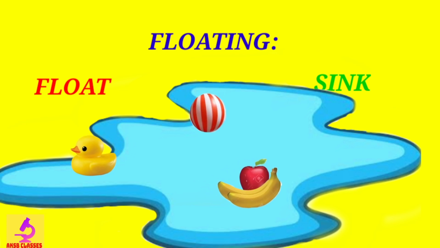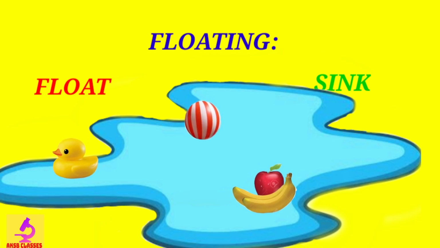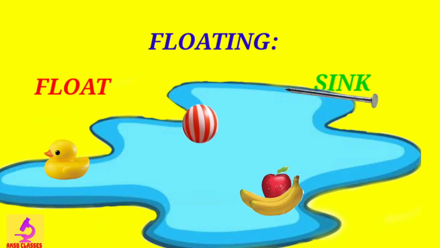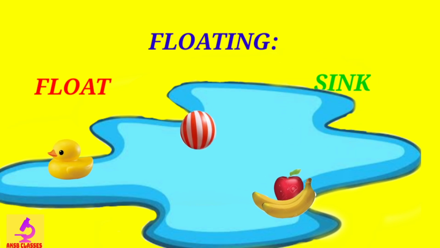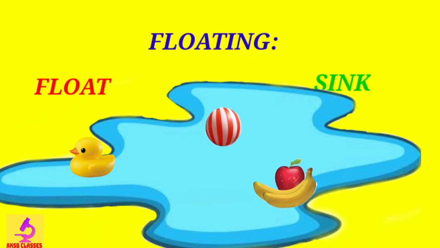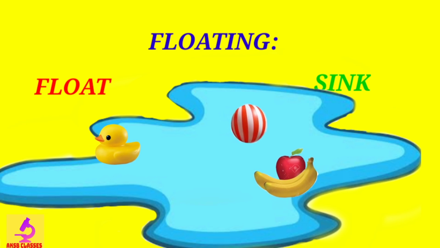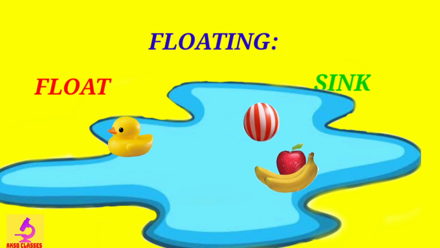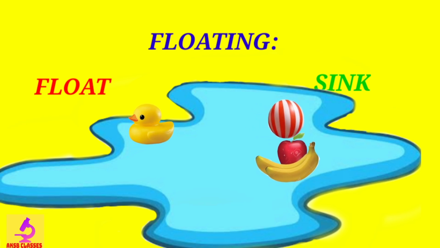On the other hand, the material that has high density, like a pin, metallic key or iron parts, will sink in water. So these are the two categories on the basis of the floating property of matter, that is, that can float on the water or that can sink inside the water.